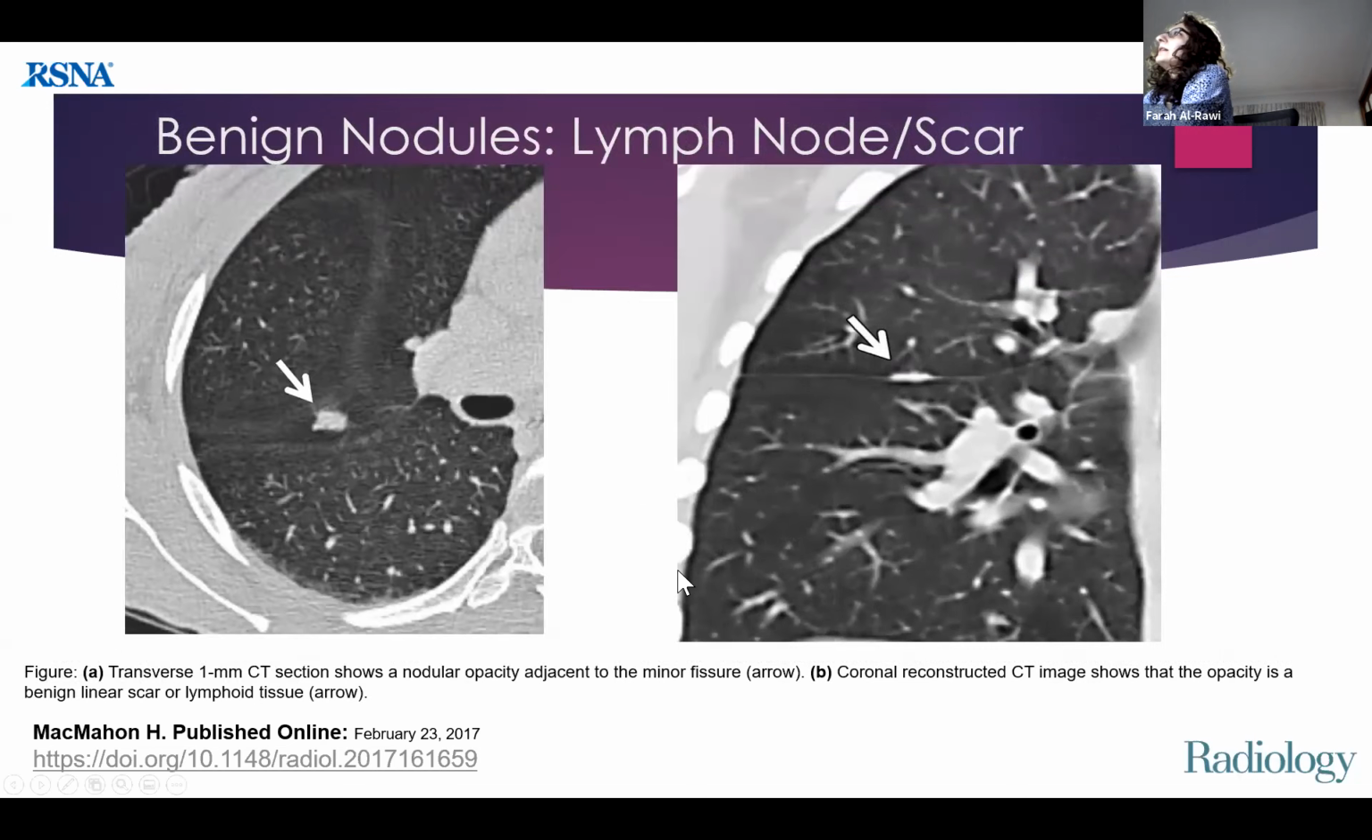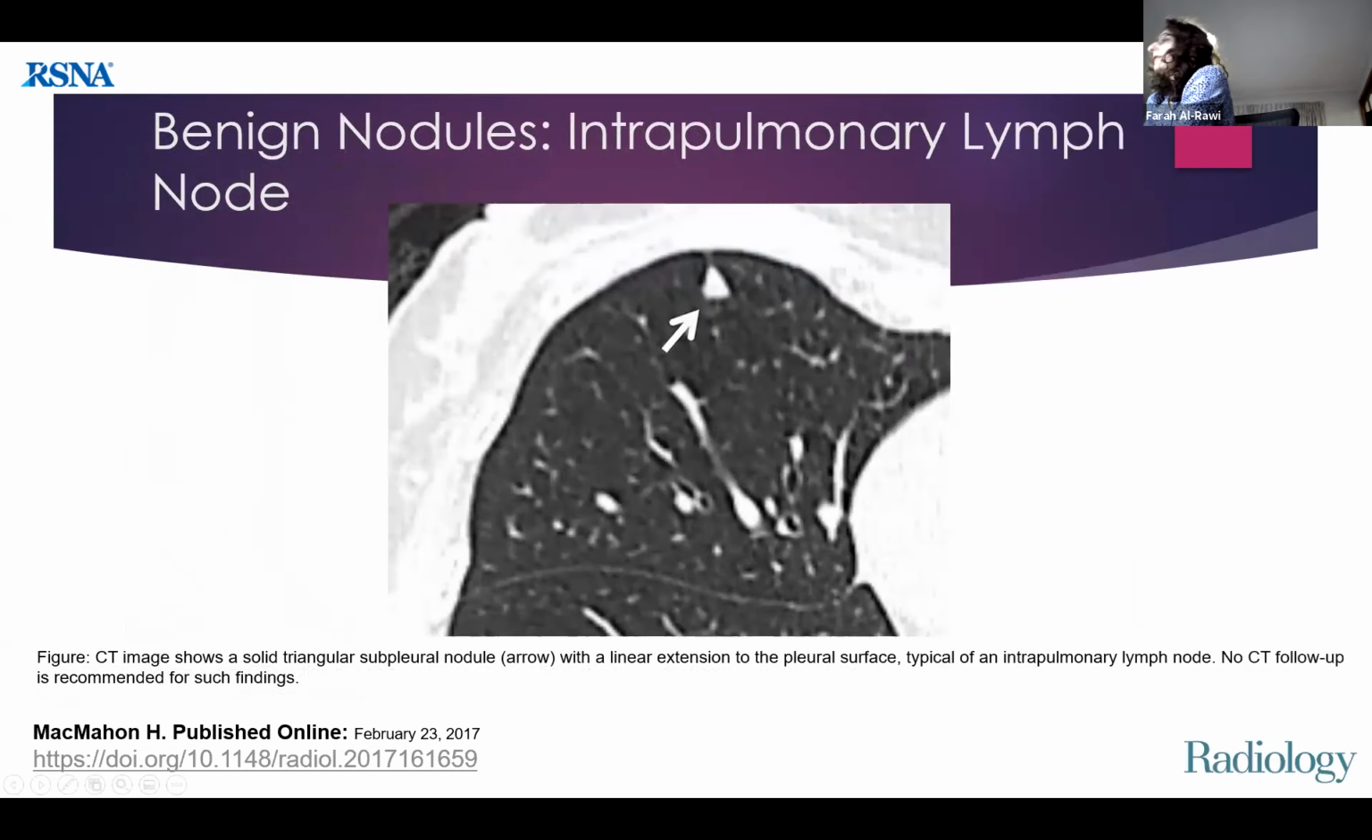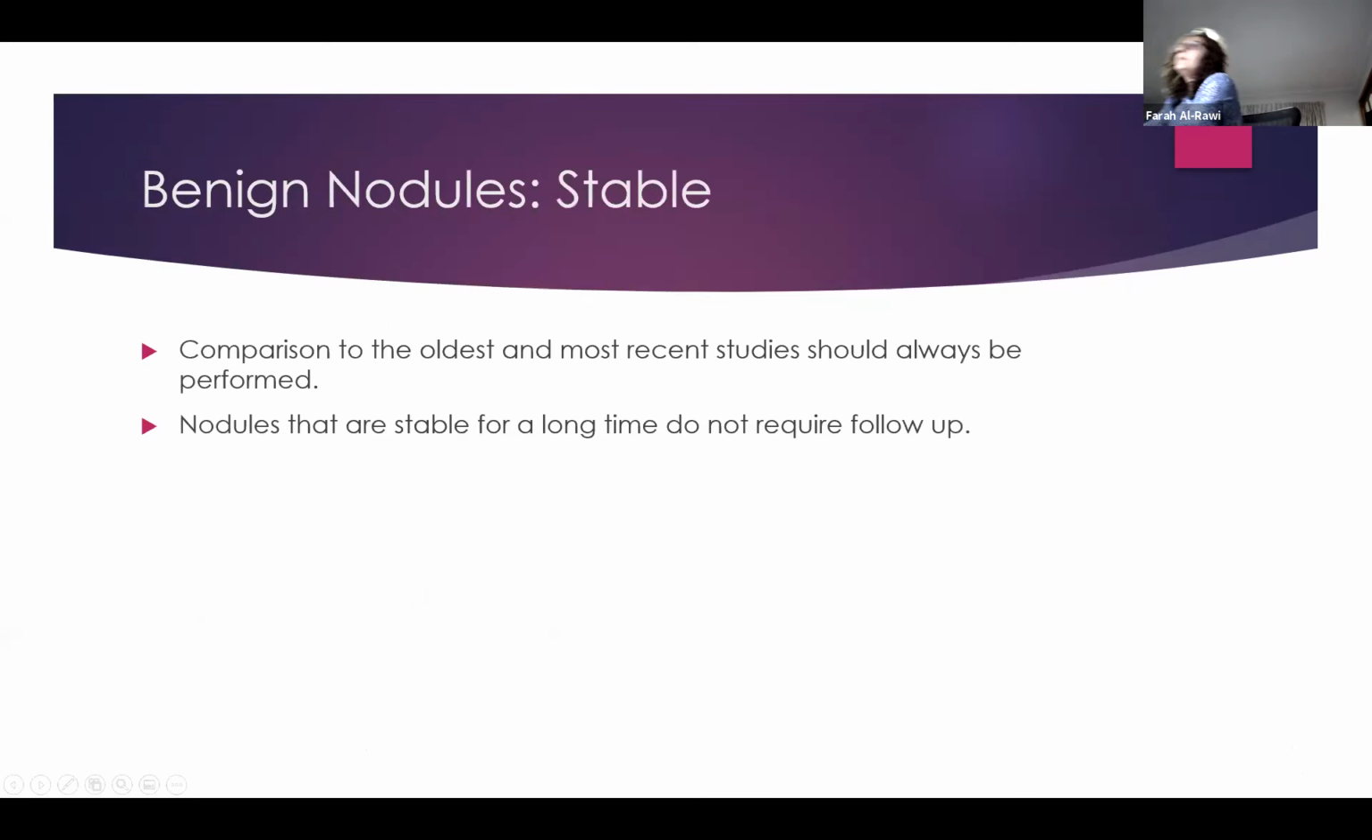The other one is a scar. A scar is usually an area where there has been infection or treatment, and then it just scars into something linear. So again, this can look like a nodule in one plane, like here. Then when we look at it in another plane, we realize this is linear, it's a scar, and we do not need to worry about it. I spent some time on these because I think these are more important than the other ones. Other benign nodules, of course, stability.